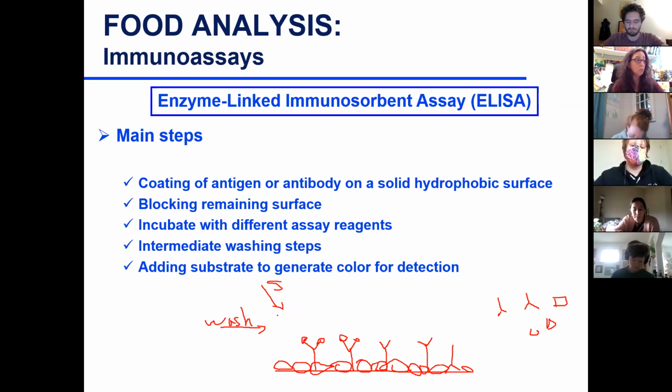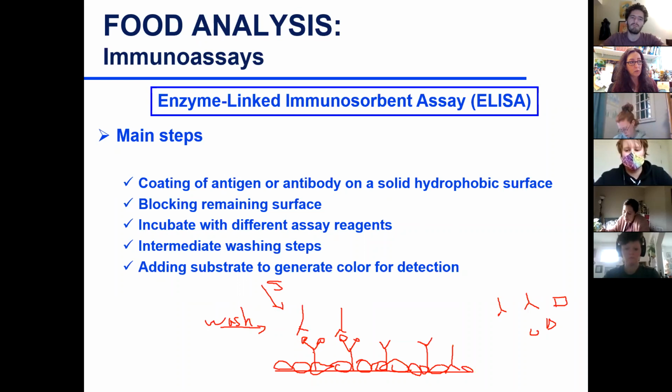After the wash, you put another antibody. And this is, for example, in sandwich ELISA. We'll see other forms in a minute. It's called sandwich ELISA because the antigen is sandwiched between two antibodies. Like I said, every antigen, especially if it's a protein, has multiple epitopes. So one epitope is bound to this antibody and another epitope will bind to the other antibody that I put. And thus it would be sandwiched.